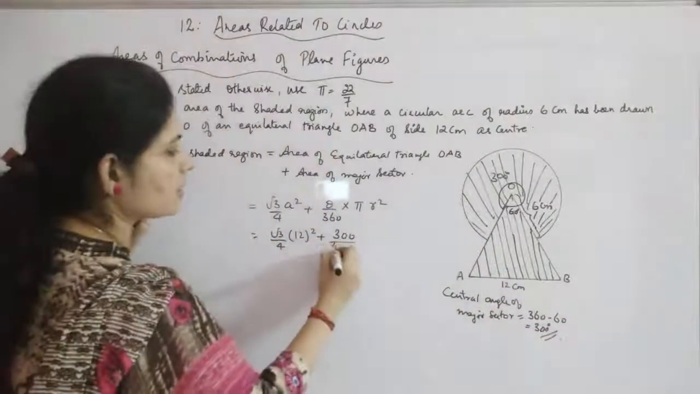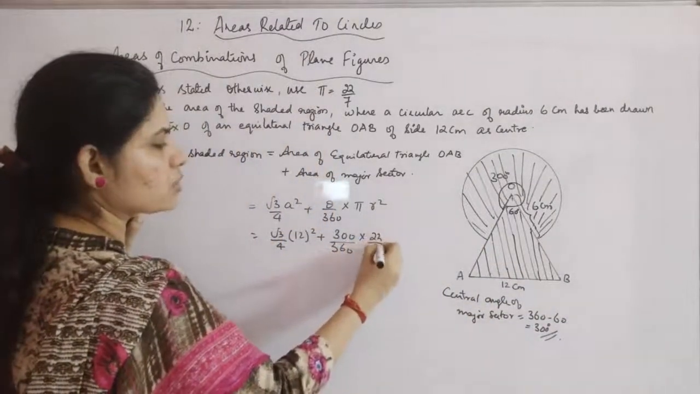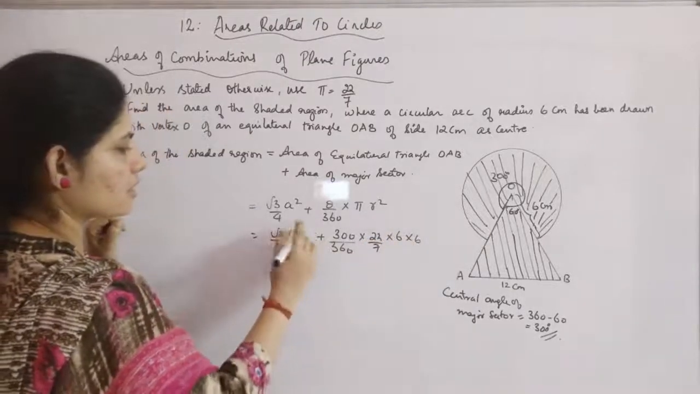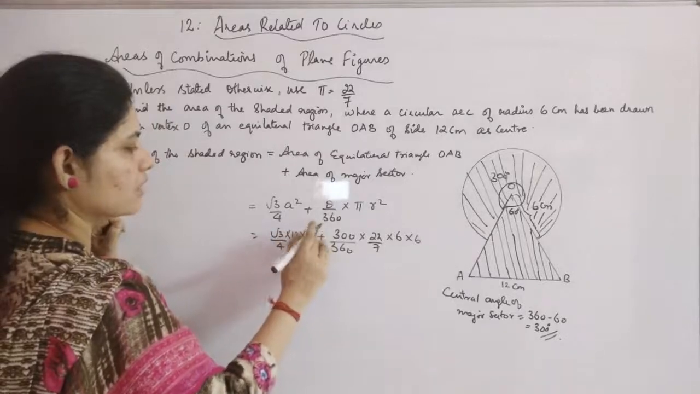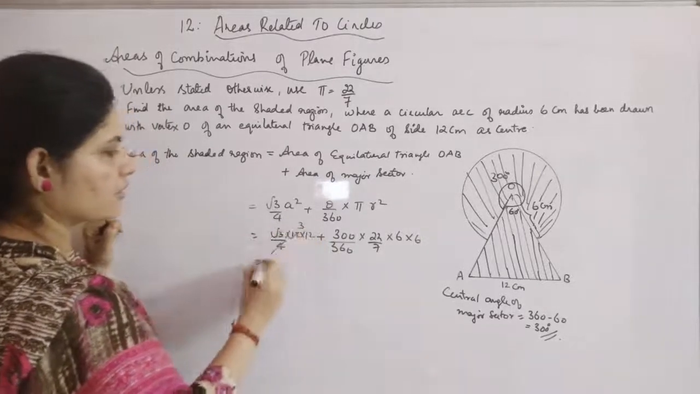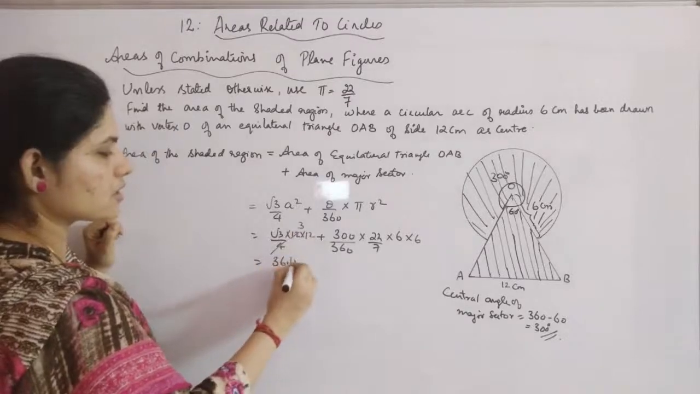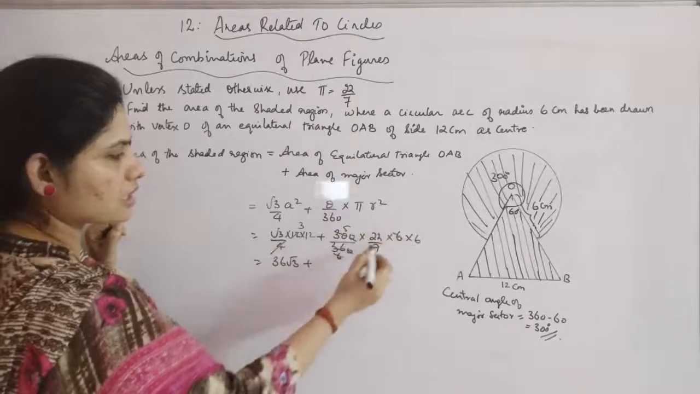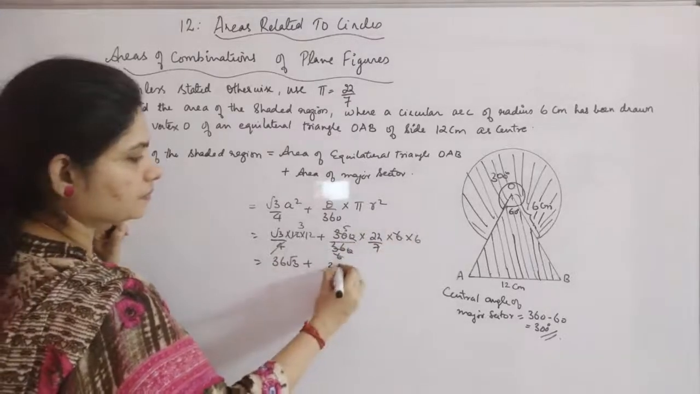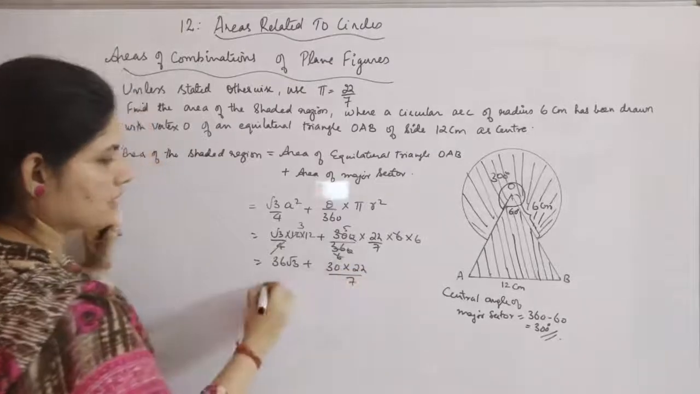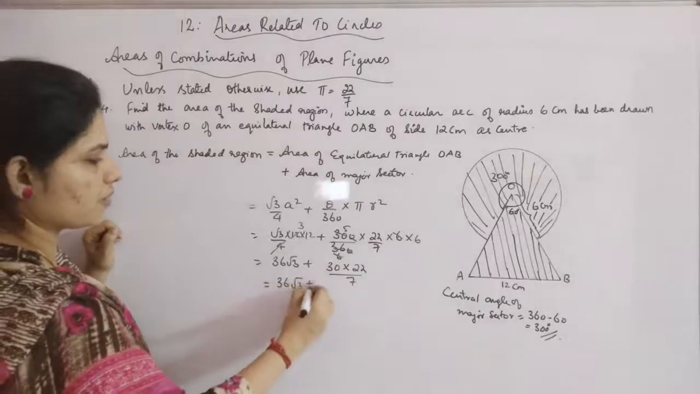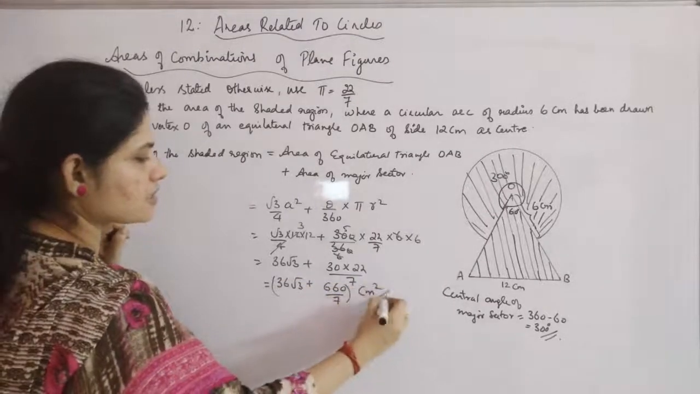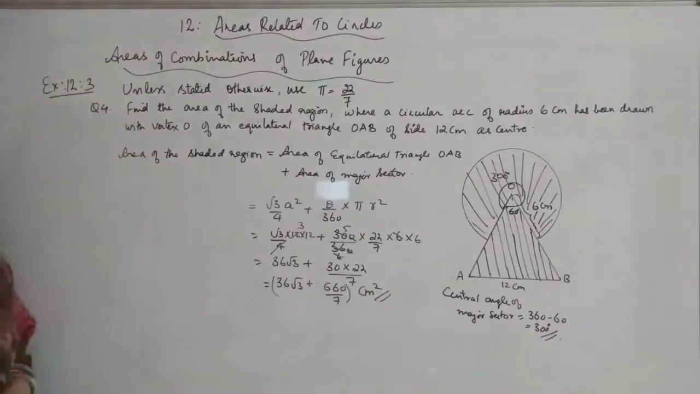Okay. So 300 by 360 into pi, which is 22 by 7, into r, which is 6. So 6 into 6. Here again I can just write it as 12 into 12 so that I can cancel it easily. Here you have 3. 3 into 12 will give you 36. So it is 36 root 3 plus, here you will get 5, 6, 6, 6 get cancelled. So what you are getting is 30 into 22 by 7, or you can say 36 root 3 plus 60 by 7 centimeters square is the area of the shaded region.